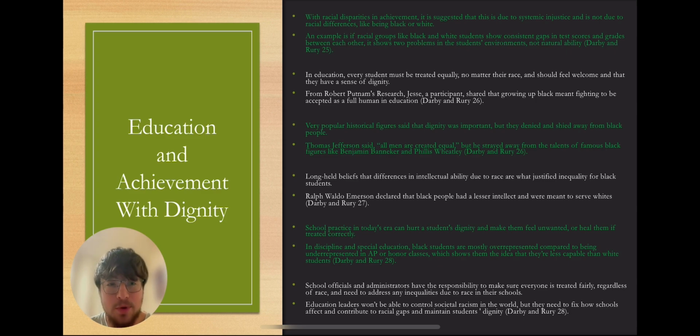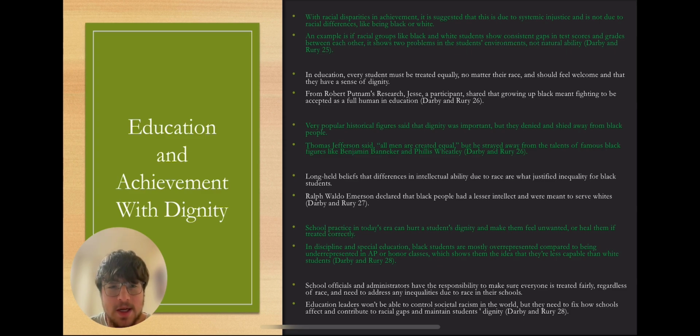Very popular historical figures said that dignity was important, but they denied and shied away from black people. An example of this was Thomas Jefferson with his famous quote, "All men are created equal." But when he said this, he strayed away from the talents of famous black figures like Benjamin Banneker and Phillis Wheatley. Long-held beliefs over time that differences in intellectual ability due to race are what justified inequality for black students, or what allowed that to happen. Ralph Waldo Emerson declared that black people had a lesser intellect and were meant to serve whites.